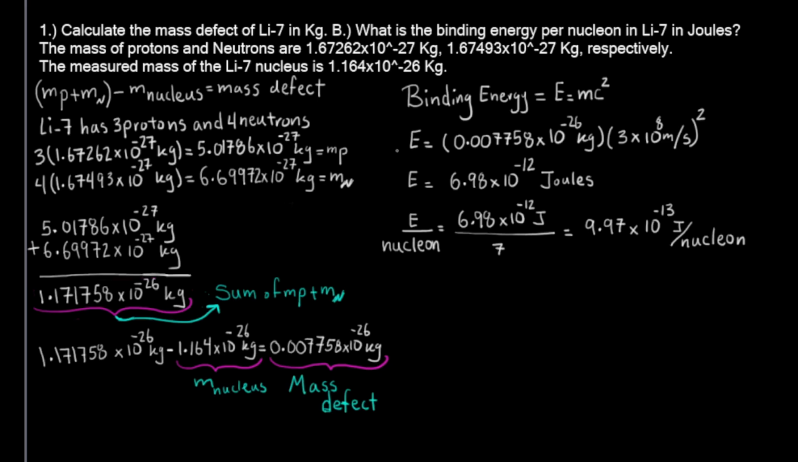If you are asked to calculate the binding energy per nucleon, you simply need to divide the binding energy above by the number of nucleons, which in this case, for the lithium-7 nucleus, is 7 nucleons. Nucleons are the number of protons and neutrons. Once we divide our binding energy by 7, we get a value of 9.97 times 10 to the minus 13 joules per nucleon. And this answers number 2.